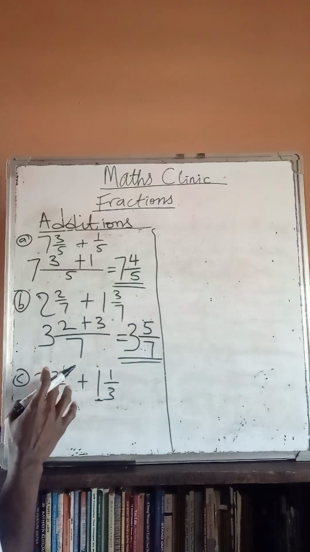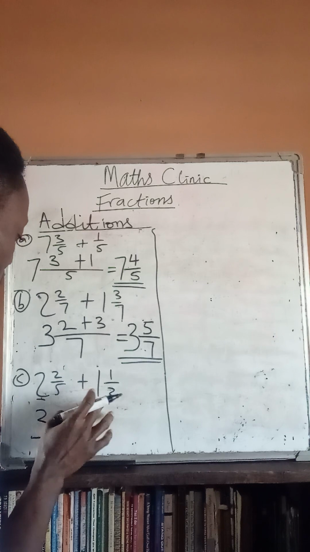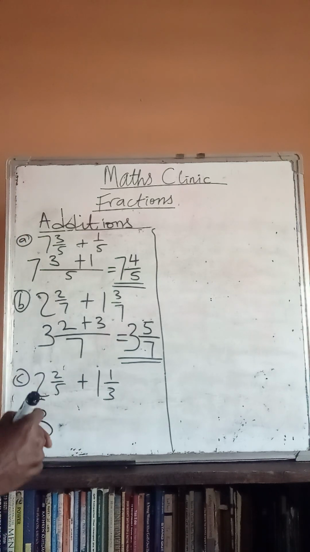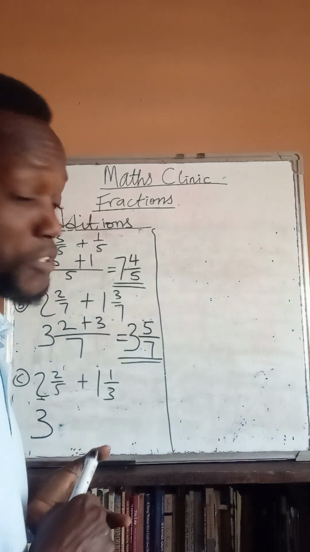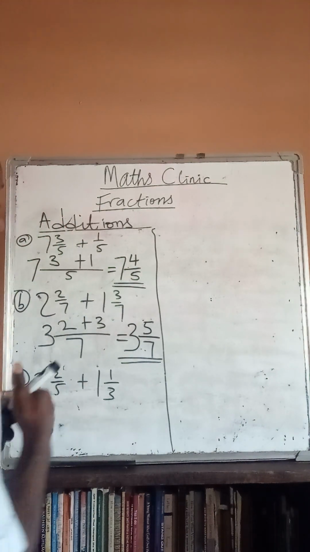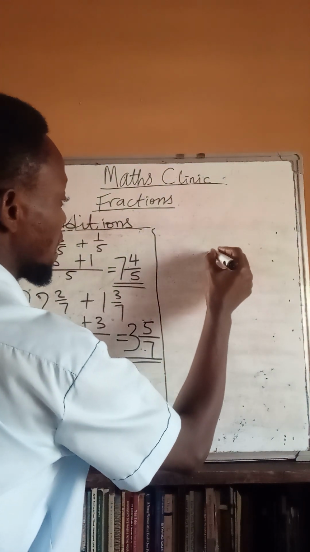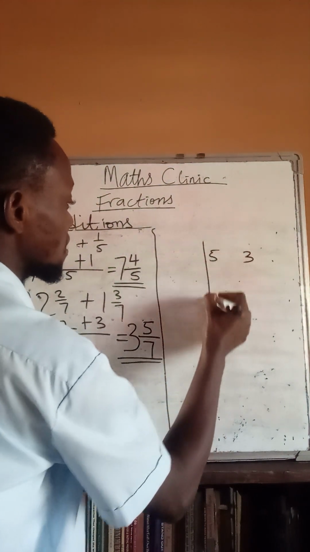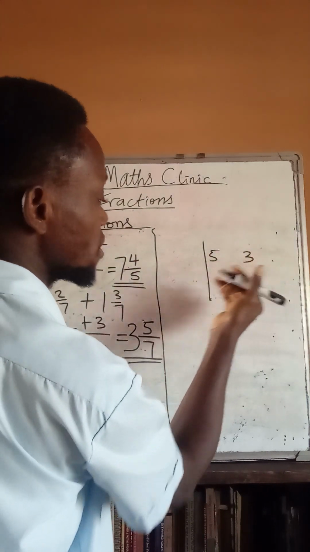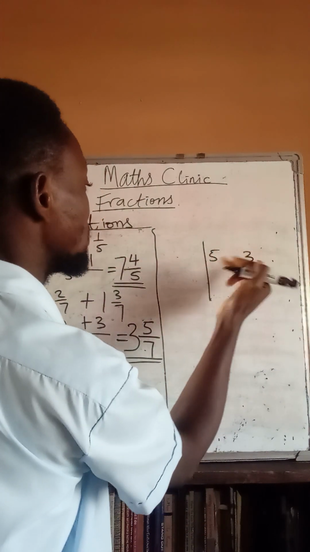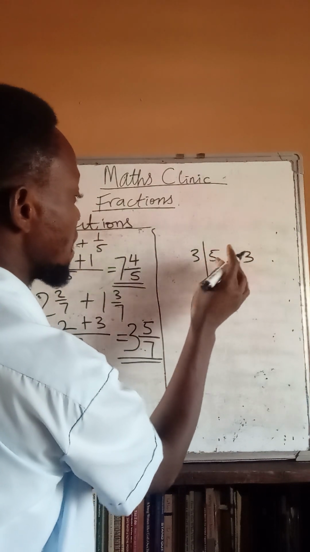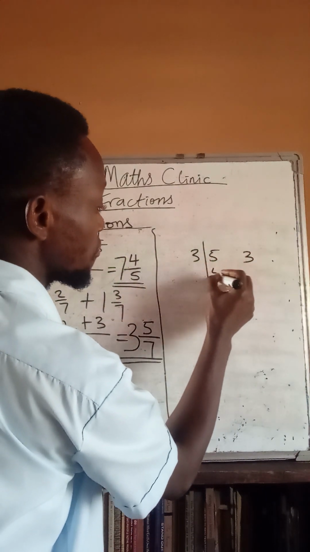Now here we have 5, here we have 3. What is the LCM of 5 and 3? Let's look for the LCM of 5 and 3. Now we start with the lowest number. 2 is supposed to be the lowest number here, which is not possible. After 2 we have 3. 3 in 5 is not possible, so you still write down your 5.